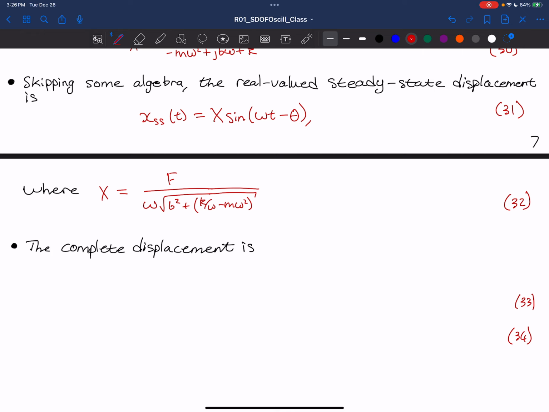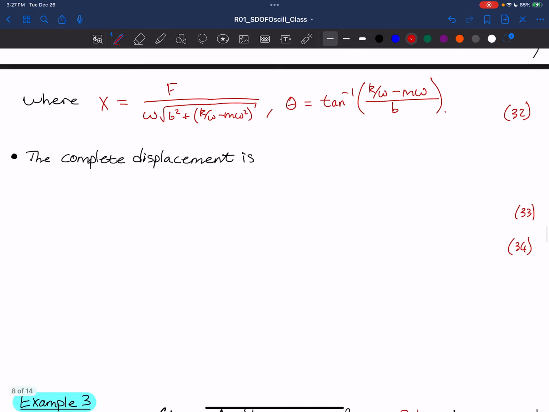And that's our x, and theta here is equal to the inverse tangent of the quantity k divided by omega minus m omega, all that divided by b, and that's our phase angle.